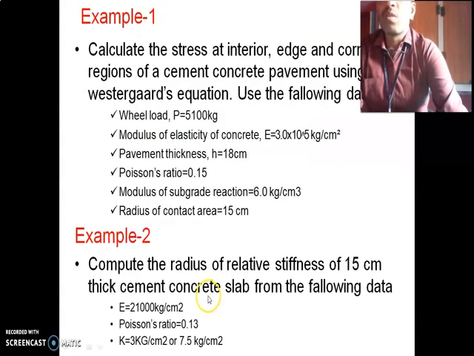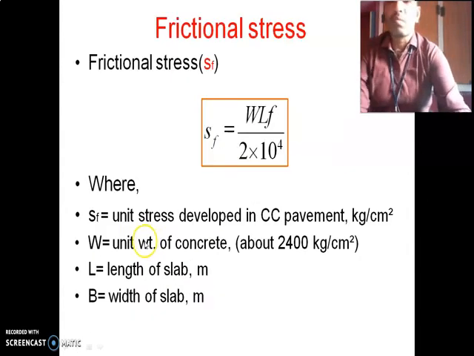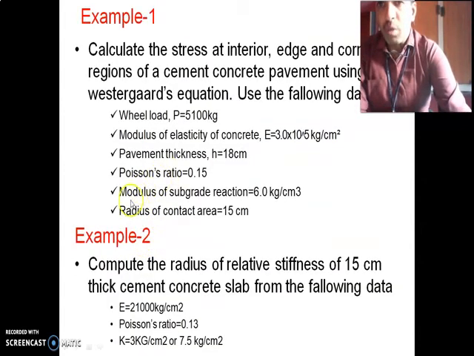Assume radius of a loaded area as 15 centimeters for computing warping stress at the corner. Capital E equal to 3 into 10 power 5 kg per centimeter square. Alpha equal to 10 into 10 power minus 6 per degree Celsius. Mu equal to 0.15.